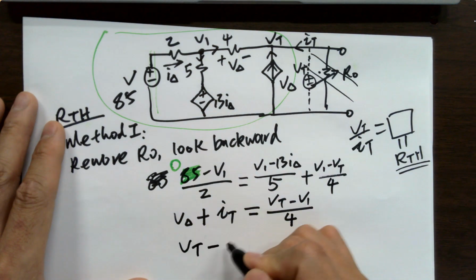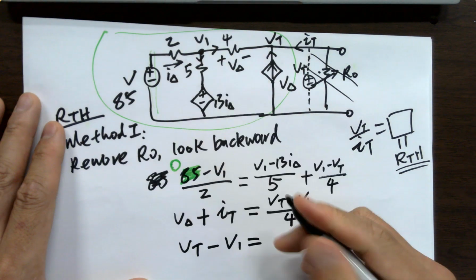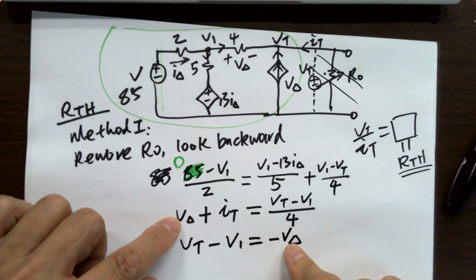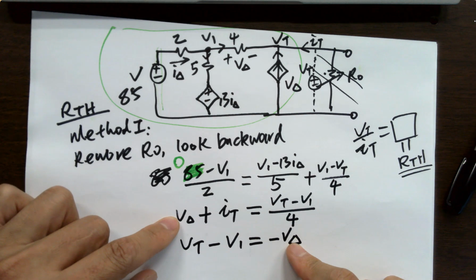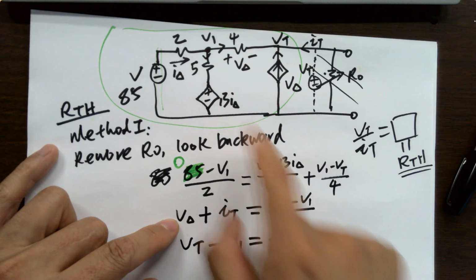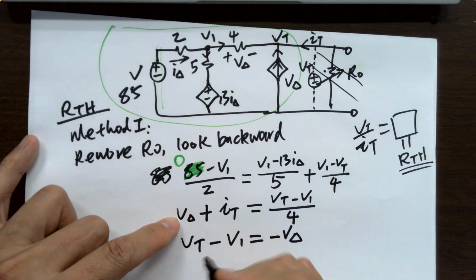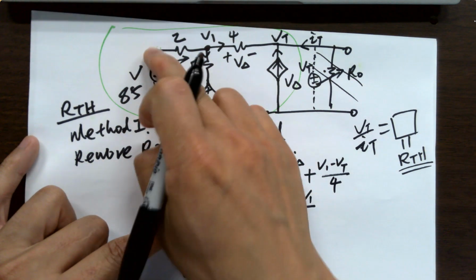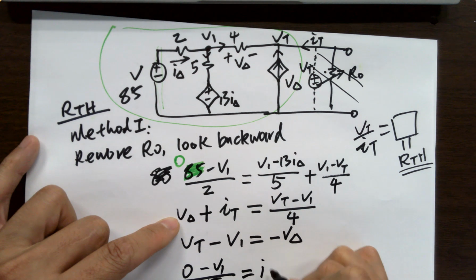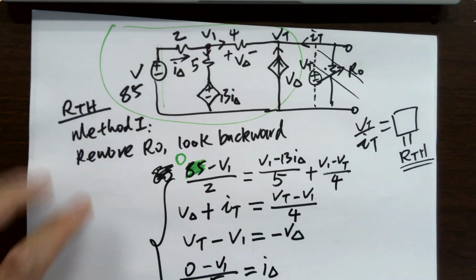And VT minus V1 is what? Minus V delta. Why do we want to do that? Because we have V delta here, so we have to address that. And I delta here, so we have to address that as well. So what's really happening here is 0 minus V1, because this is shorted, over 5 is what? I delta. That's all the equations we need to use.